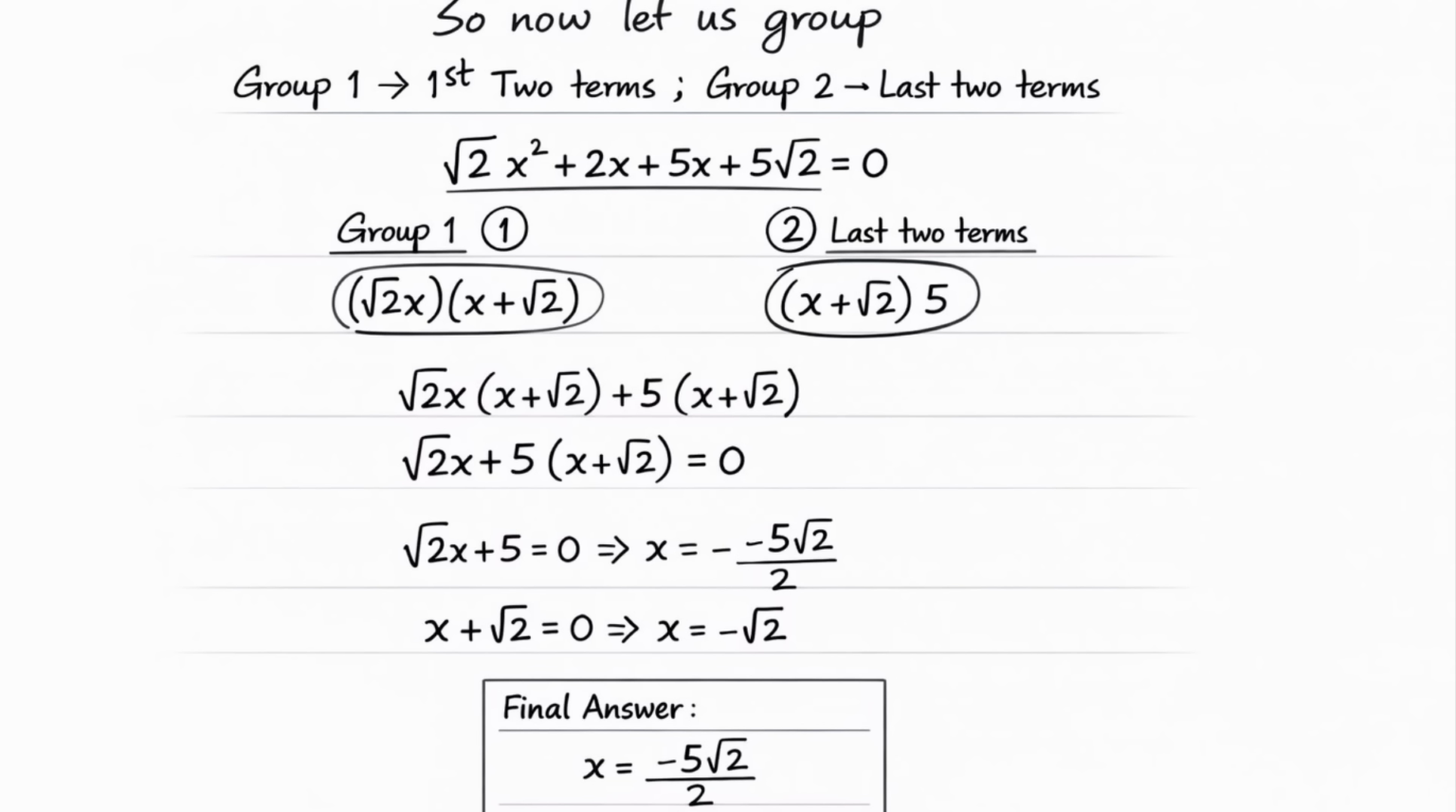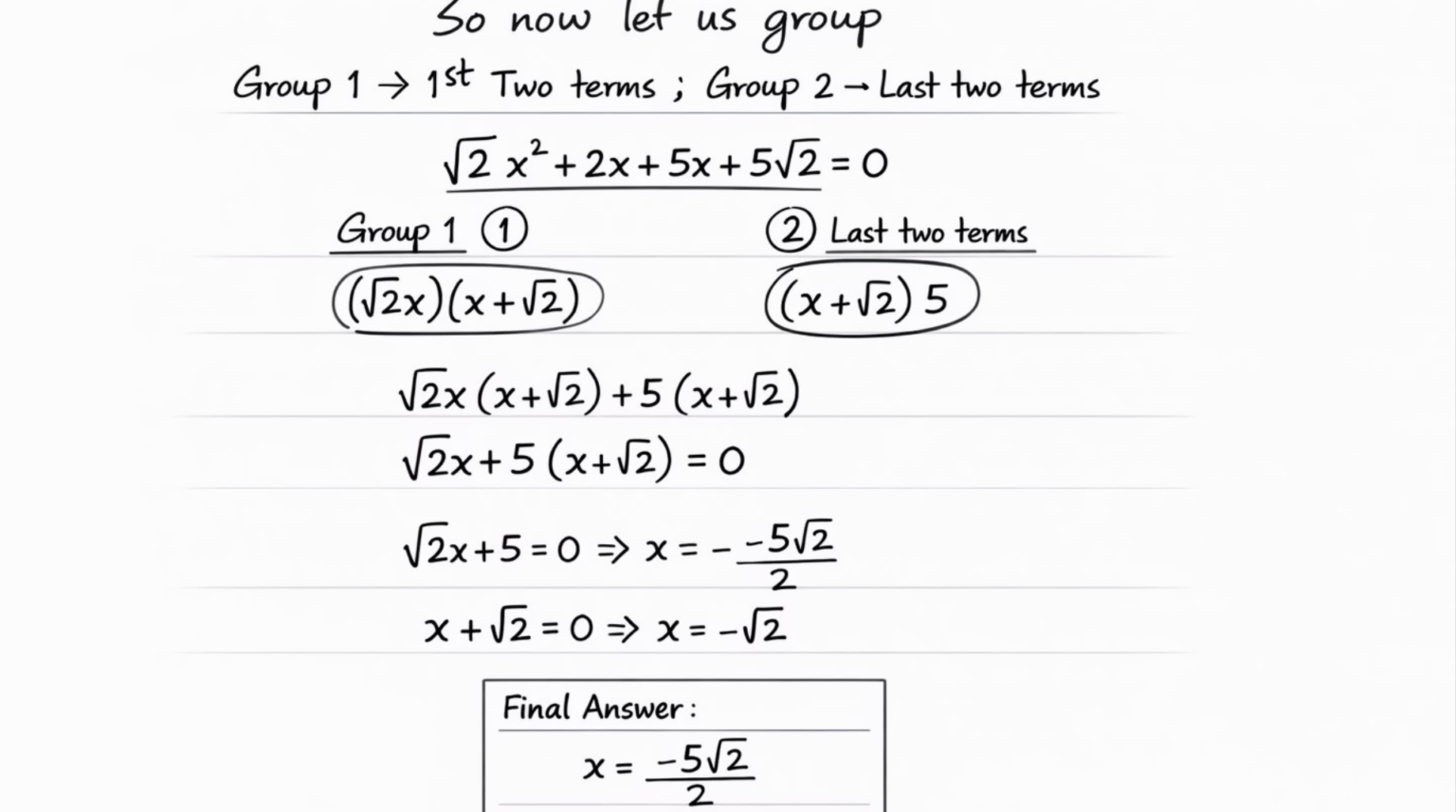Now understand this important point. For grouping and factorization, we need 4 terms in the equation. Right now we have only 3 terms. What are they? Root 2 x squared is the first term, 7x is the second term and 5 root 2 is the third term. So we split the middle term and convert it into 4 terms. So what do we do now? Instead of 7x, we write 2x plus 5x. This step is called middle term splitting. So how does the equation look now? Now it has become root 2 x squared plus 2x plus 5x plus 5 root 2. Now it has 4 terms.